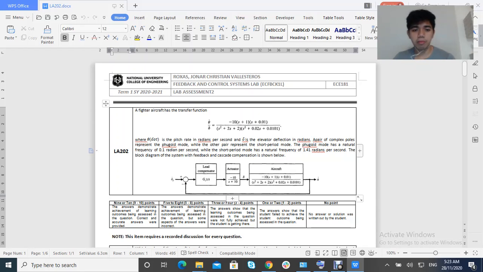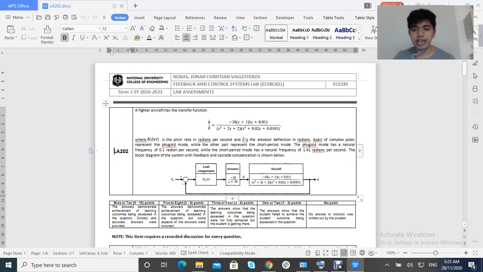A pair of complex poles represents the Phugoid mode, while the other pair represents the short period mode. The Phugoid mode has a natural frequency of 0.1 radian per second, while the short period mode has a natural frequency of 1.41 radians per second. The block diagram for the system with feedback and cascaded compensation is shown below.